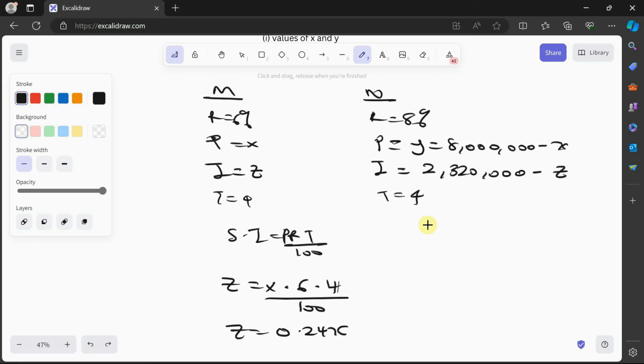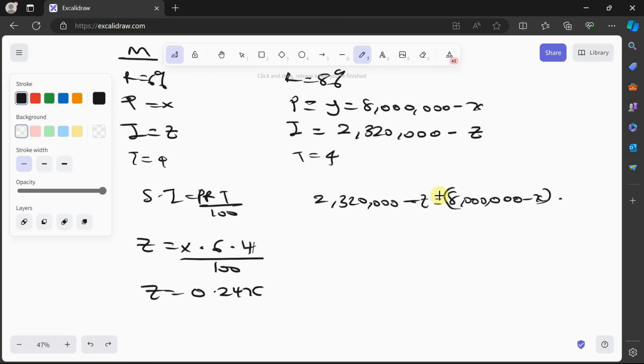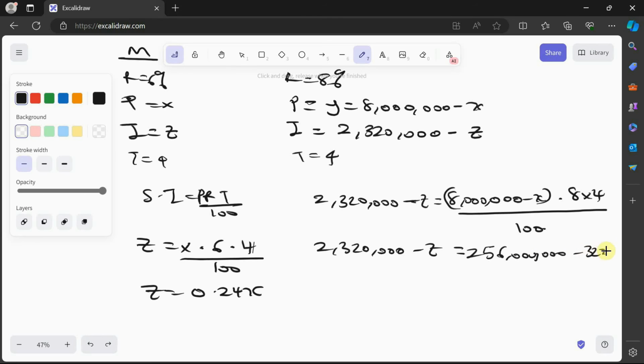Coming here, same thing, simple interest. The interest here is 2,320,000 minus Z. Our principal here is 8 million minus X. The rate here is 8 and the time here is 4, all over 100. These are very large numbers. So 2,320,000 minus Z is equal to, if I say 8 million times 32, this is 256 million. So 256 million minus 32X all over 100. So this is what we have. Let me just leave this as equation 2 because this is becoming very large, and this is equation 1.